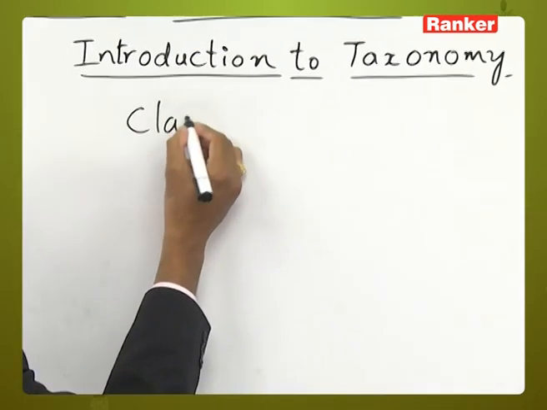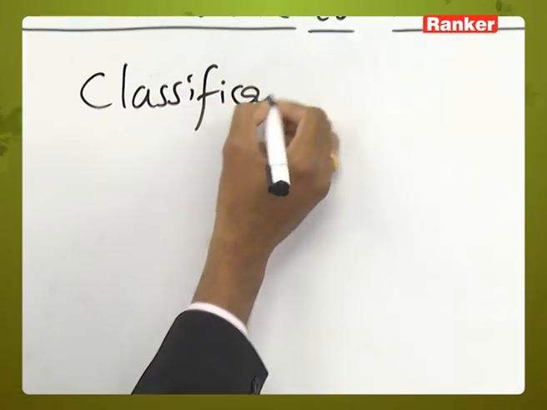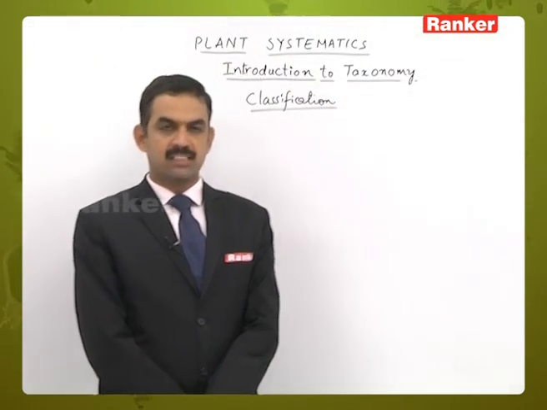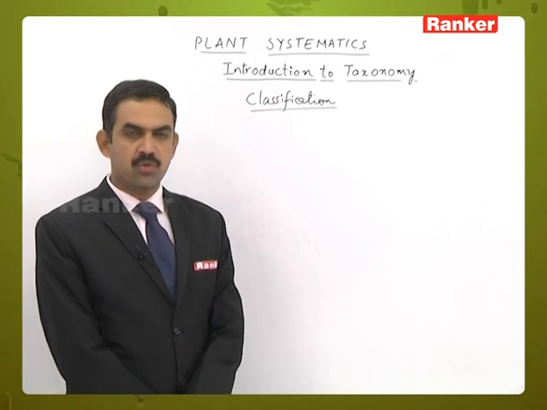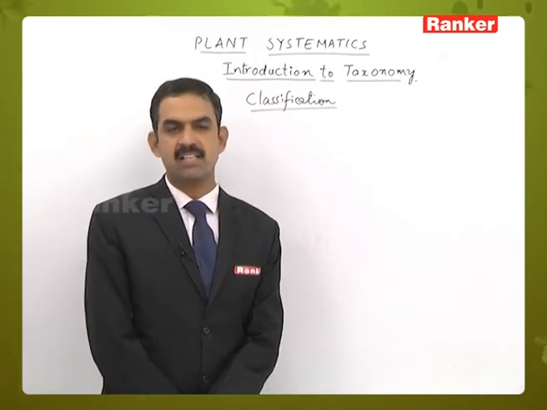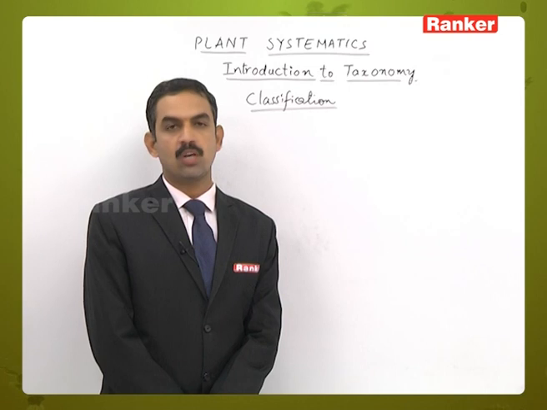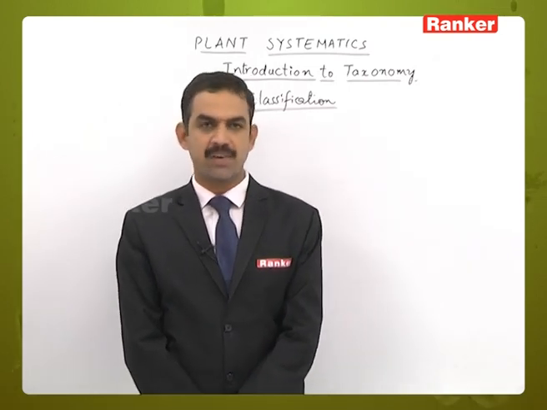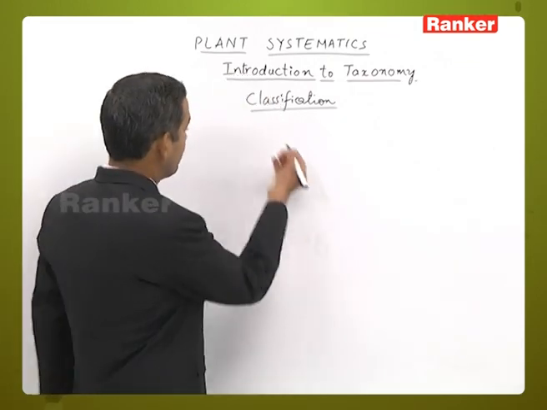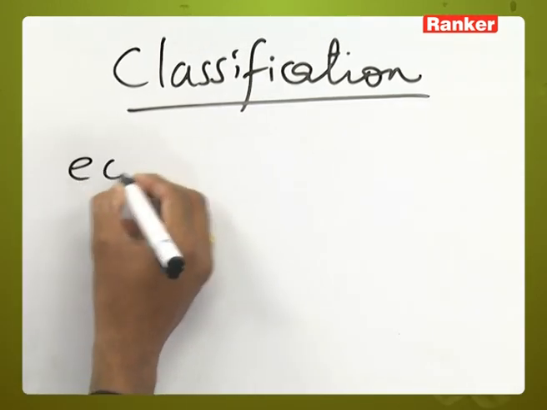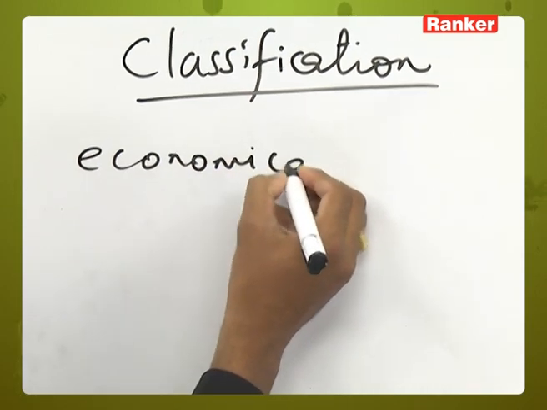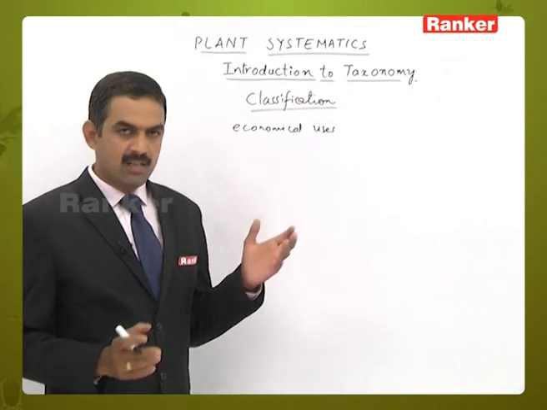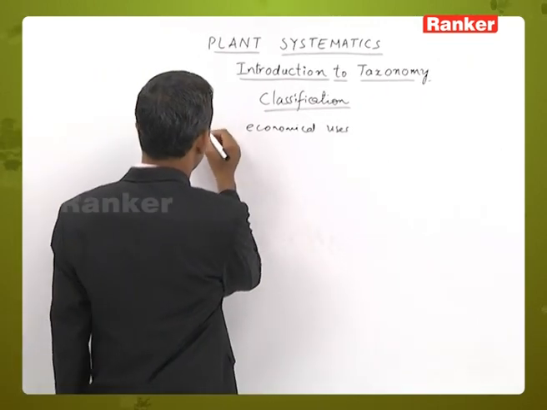The next aspect is classification. After naming, the plants have to be categorized into various groups based on similarities and dissimilarities. Here, as I said, from ancient times many scientists have tried to classify the plants. In that, basically the classification was based on economic uses, up to which extent the plants are useful for humankind.